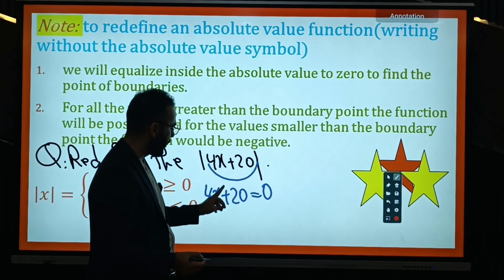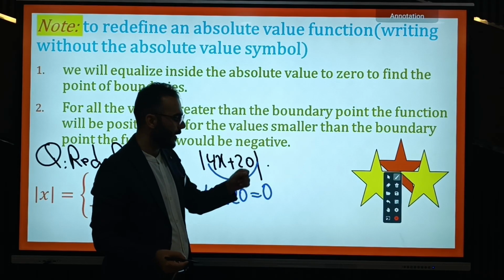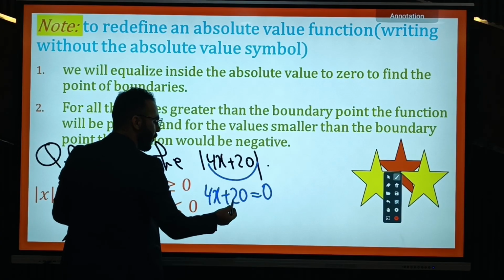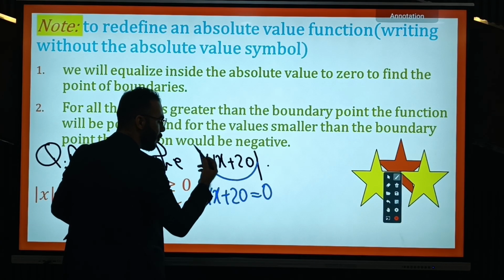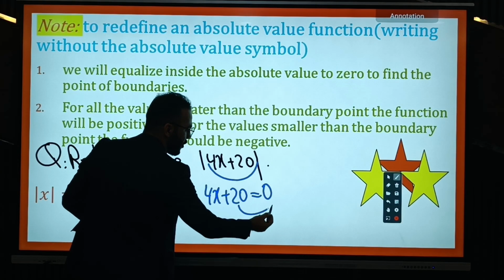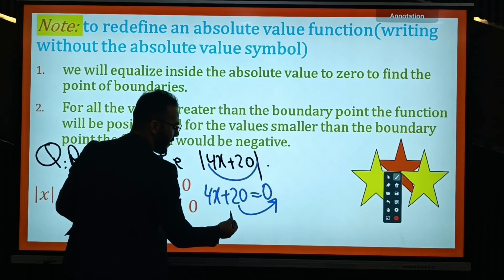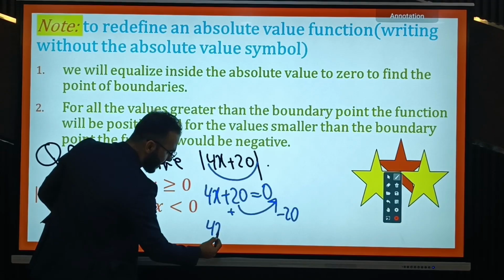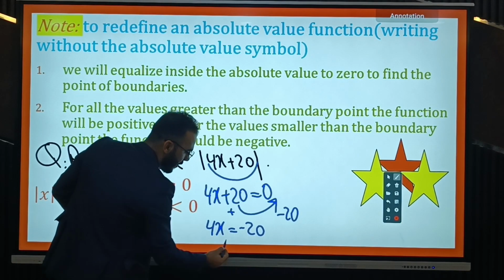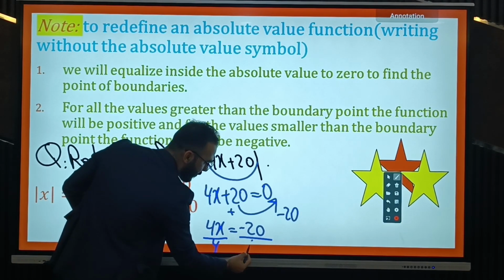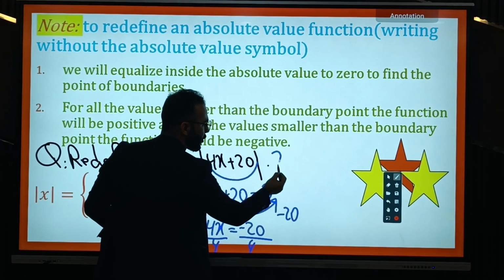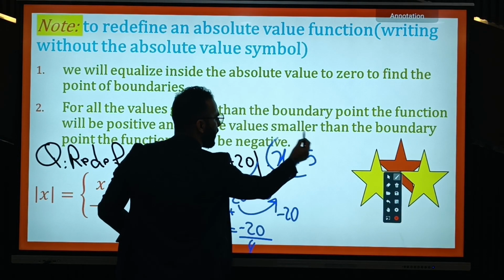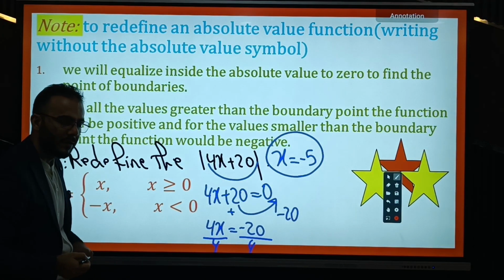Why? Because our target is to find the point of boundary, so which means we should find the value of x. So how are we going to deal with this equation? You already studied it. If you move this 20 to the other side, here it is positive, it's going to become negative 20. So we will have 4x equals negative 20, divided by 4, divided by 4. Then x would be negative 20 divided by 4, negative 5. That is the point of boundary.